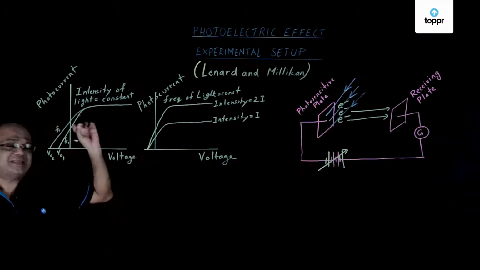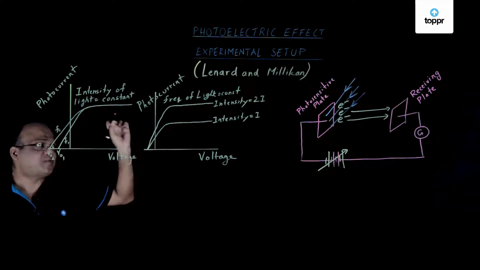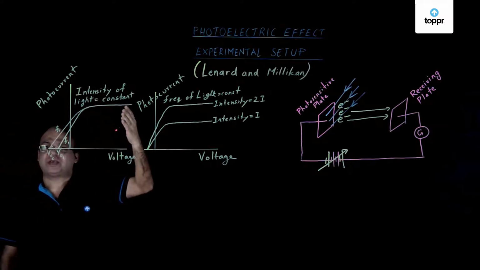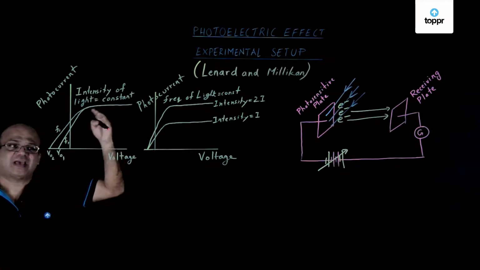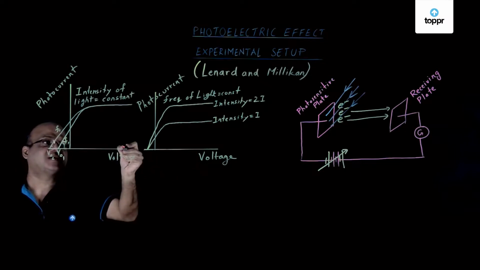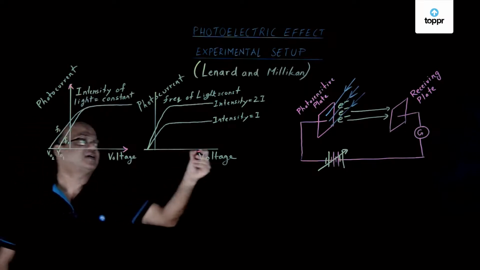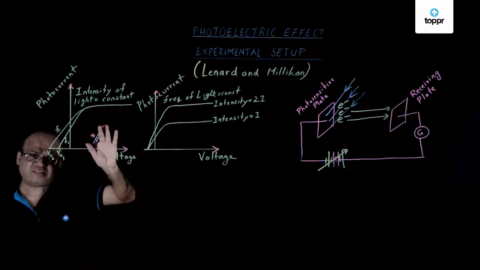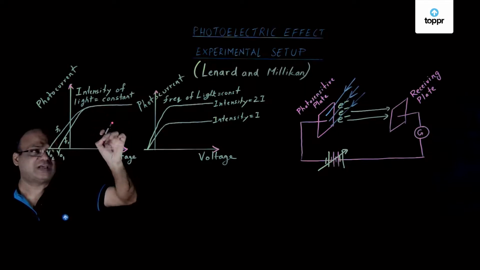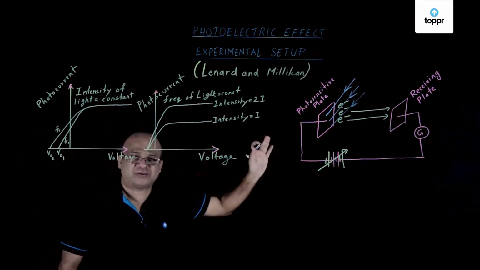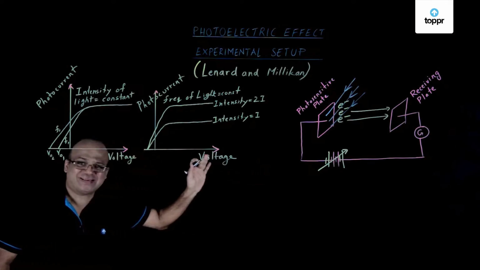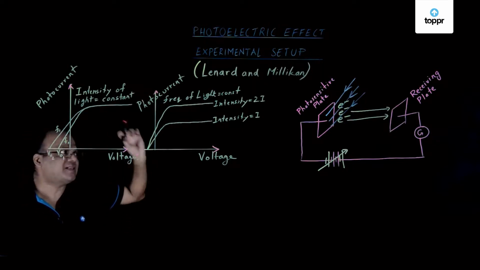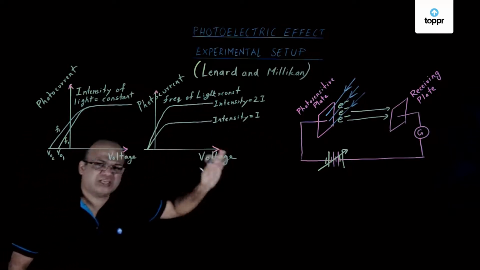Now, there are two important graphs that we can make from this experiment. In both the graphs, photocurrent is on the y-axis and the voltage is on the x-axis. So this is voltage, this is photocurrent. Now look at the first graph. In this graph, the intensity of light is kept constant. What is intensity? Remember that? It is energy per unit area per unit time. So you are keeping the intensity constant. We are changing the frequency of light.